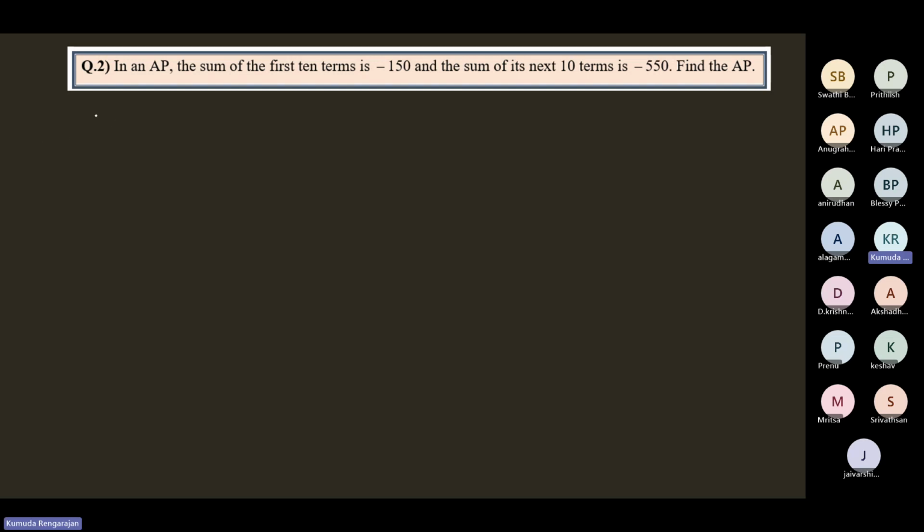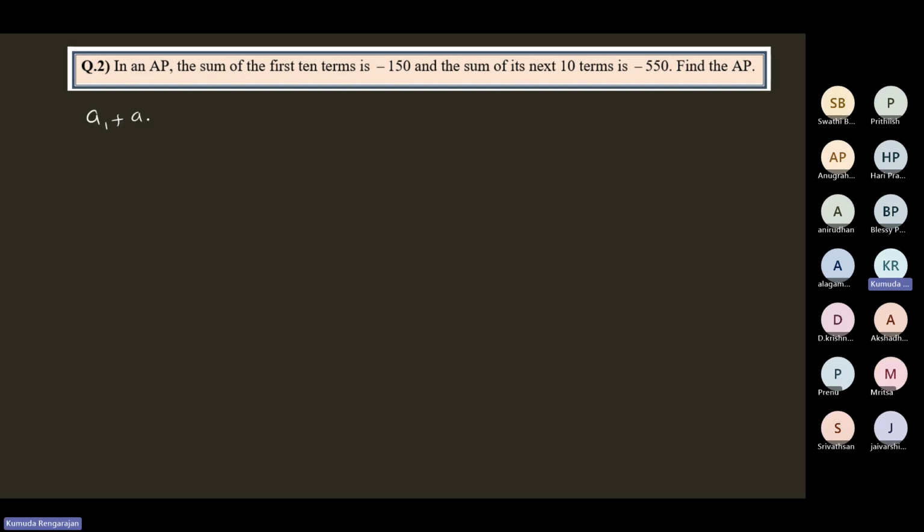S10, the sum of the first 10 terms, is A1 plus A2 plus A3. Please don't work. If you've already learned this chapter in school, don't work. Listen to me.